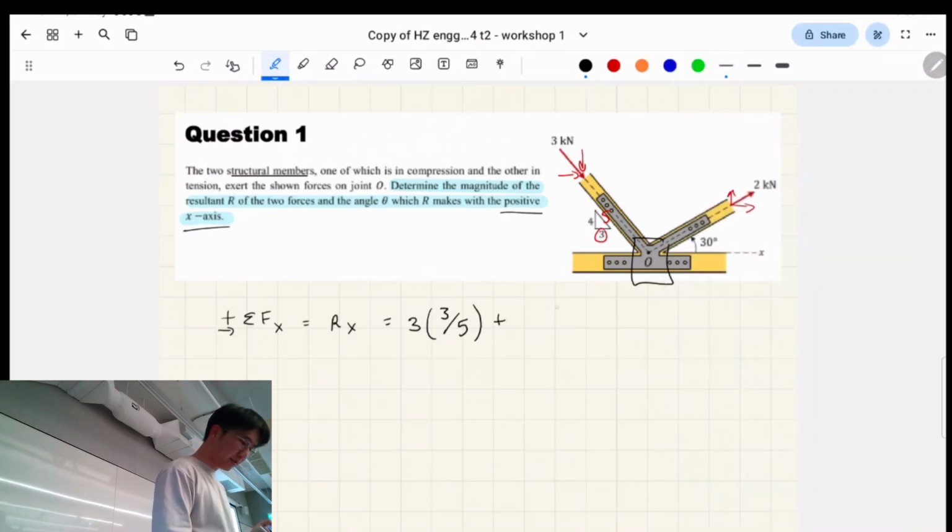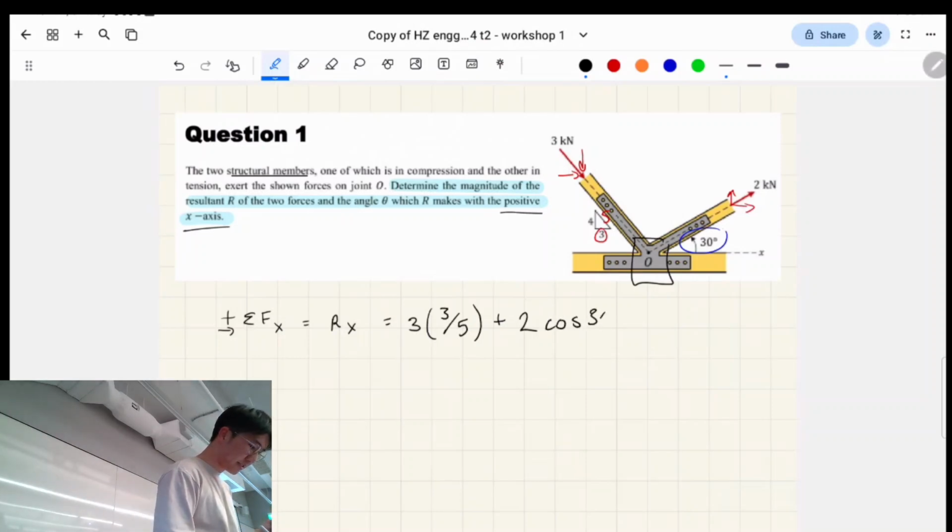So next we look at the force on the right. That's got a magnitude of 2 kilonewtons. What we know is that this angle is 30 degrees, and so we have to use our understanding of trigonometry to figure out the horizontal component. We're finding the Fx component essentially.